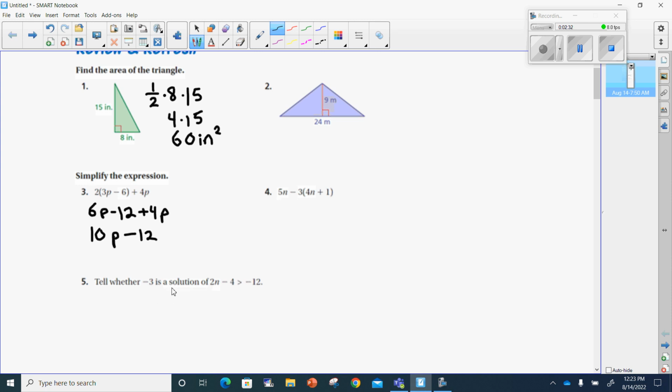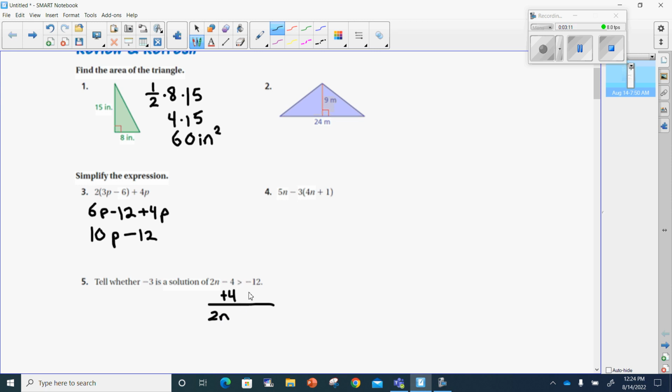Number 5, tell whether -3 is a solution to this. Well, this is an inequality problem. I know that because there's not an equal sign here. That means one does not equal the other. So when I look at this, I have to remember I can combine like terms, even if they're on opposite sides, by using inverse operation. The -4 and the -12 are both numbers, they're integers, so I can combine them. I do this by combining it with the opposite integer. I'm going to add 4 to this side to get rid of it at this side, leaving me nothing with 2n.